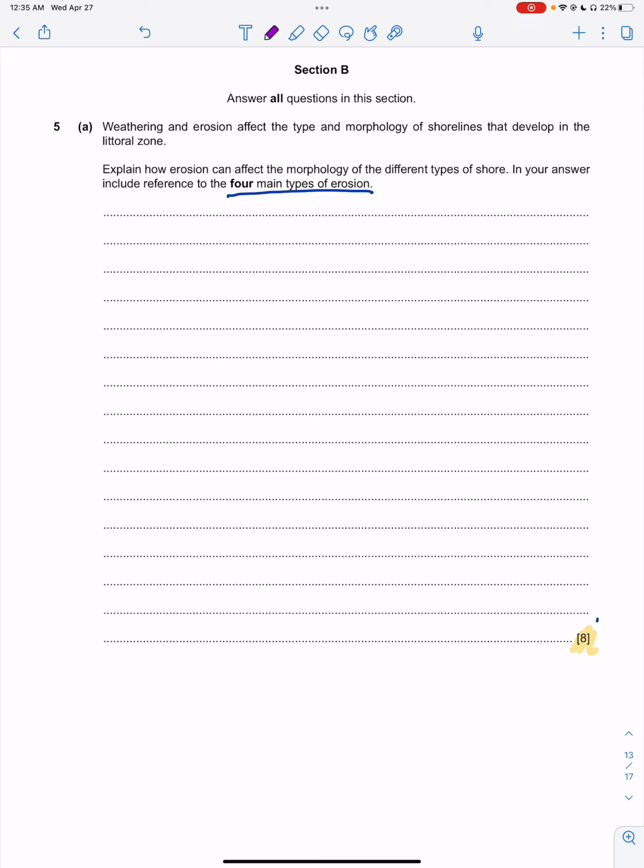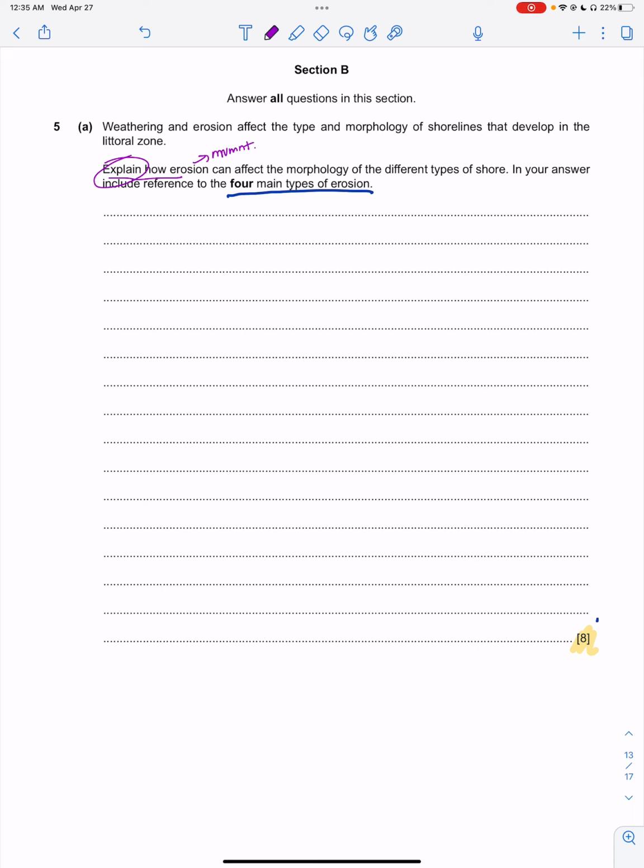Okay, it says, so explain how erosion can affect the morphology of the different types of the shore. Erosion is the movement of sediment, where weathering is, it's weathering then erosion. With weathering, you have to break the sediment into smaller pieces and then you can erode it, you can move it. Excuse me, you cannot move a boulder. This isn't a tsunami. You can't move a boulder.